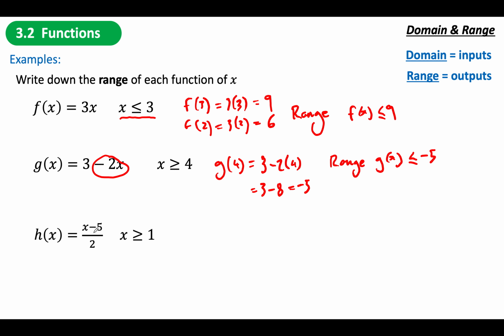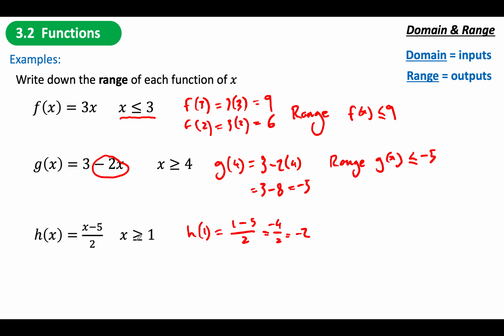Okay, this one. So my domain is x is bigger than or equal to 1. So there's no negative numbers going on here. It's only positive numbers. Let's think what happens to my expression as I put numbers into it. First of all, let's start with h of 1 will be 1 take away 5 over 2. So 1 take away 5 is -4. Divide that by 2, we get -2.